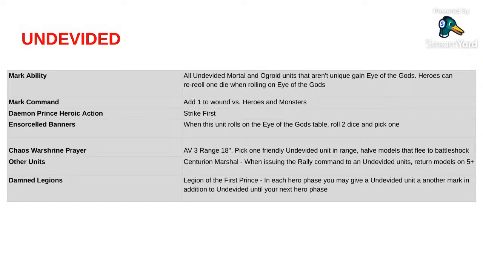And then your Damned Legions, the Legion of the First Prince, as we had mentioned before, lets you get another Chaos mark in addition to Undivided for one of your Undivided units until your next hero phase. So really, Undivided is mostly about that Eye of the Gods table. The War Shrine is blunting Battle Shock, although I'm not sure.